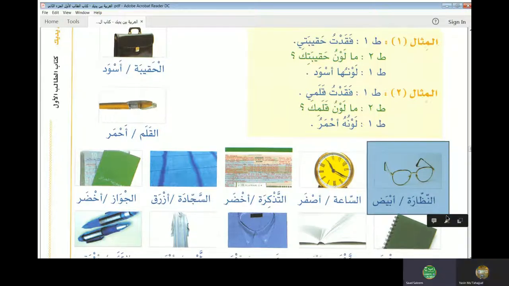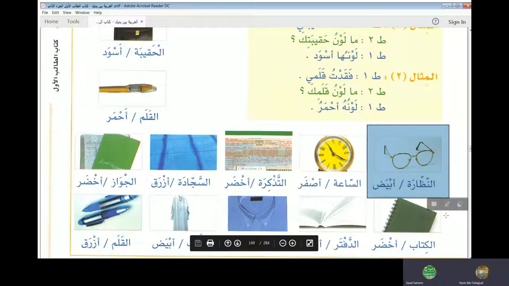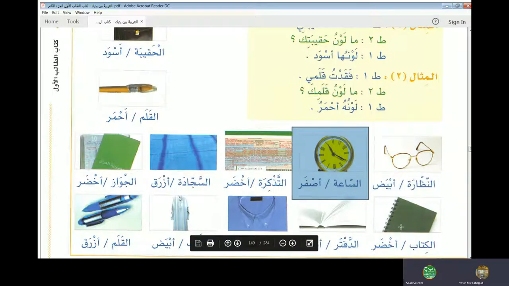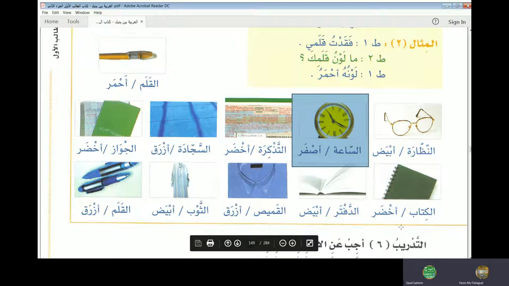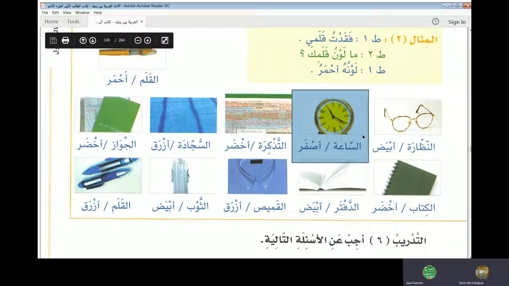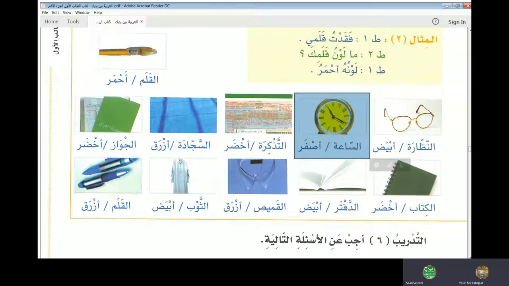Fakattu nazarati. Ma launu nazaratika? Launuha abyad. Fakattu saati. Ma launu saatika? Don't use alif lam with sa. Ma launu saatika. Launuha asfar.